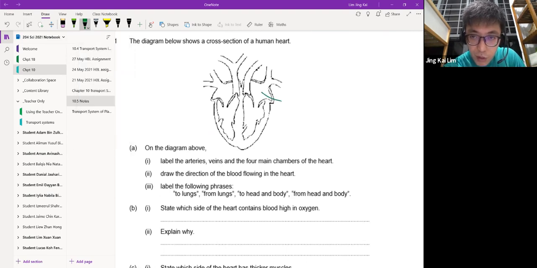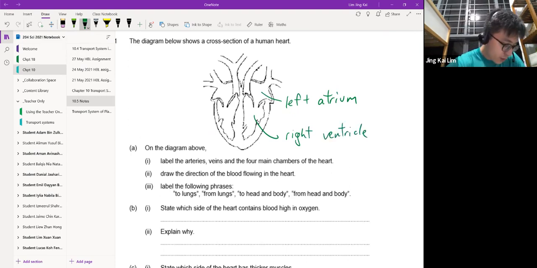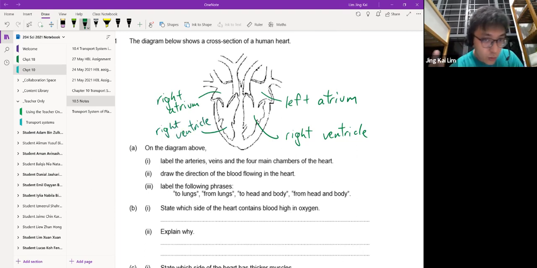Again, let's quickly label the left atrium. This one would be called the right ventricle. This one is the right atrium. And this one would be the right ventricle. Do you need to remember the names? Yes, you need to. So for the blood, I'll use blue and red to draw.